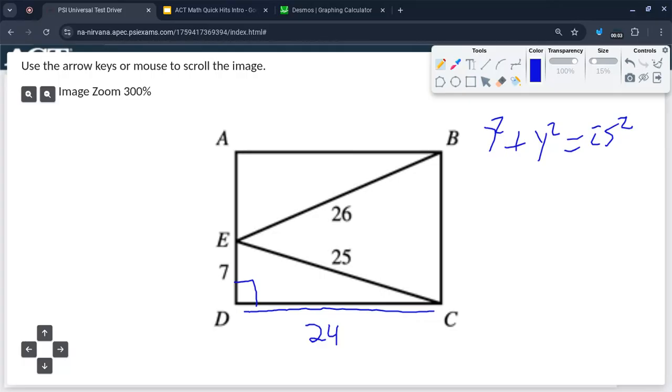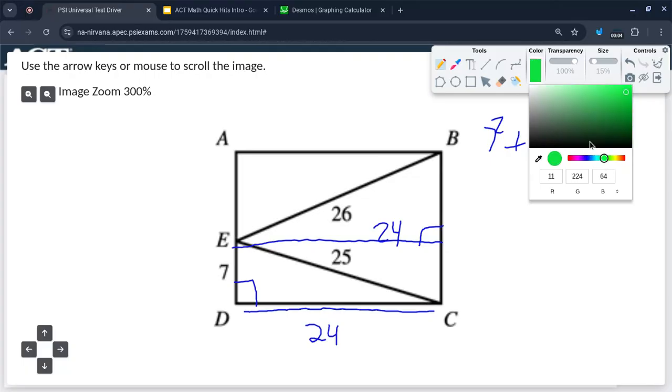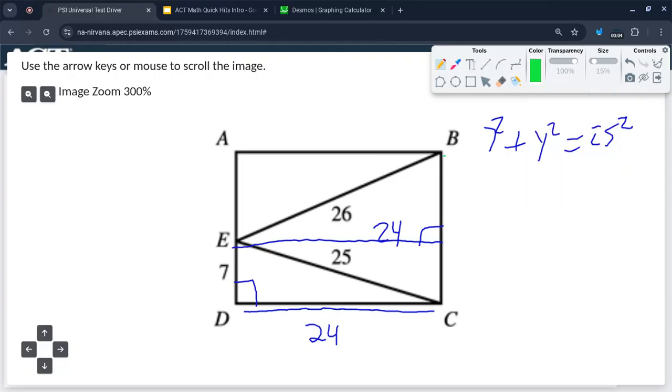All right, so now we know that DC is 24. I could also then know that from E to some other point over here, this is also 24. And now I have another right triangle set up inside of the rectangle. Let me highlight that one in a different color so we can see what we're doing. We're trying to find this triangle right here. I know the hypotenuse, I know a leg, and I am looking for another leg. I know that this piece has to be 7 because of this side of the rectangle and that triangle that I just found. It's another 7, 24, 25 triangle.